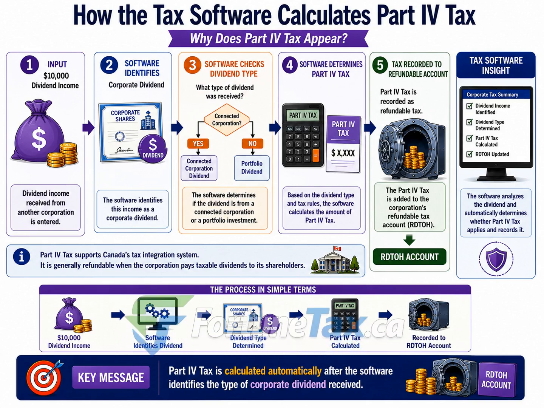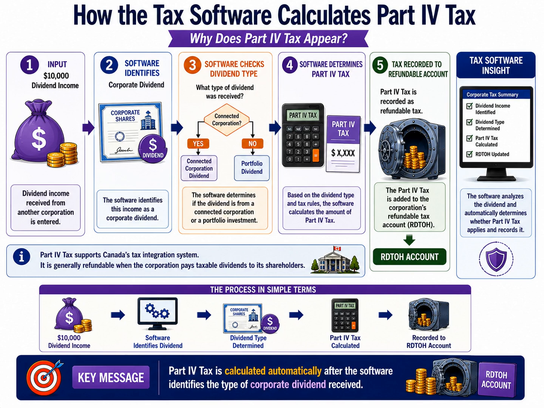dividend income. Unlike interest income, dividend income requires an additional analysis. The software cannot simply calculate tax immediately. First, it must determine what type of dividend the corporation has received. The software begins by identifying the income as a corporate dividend. It then checks the relationship between the corporation receiving the dividend and the corporation paying it.